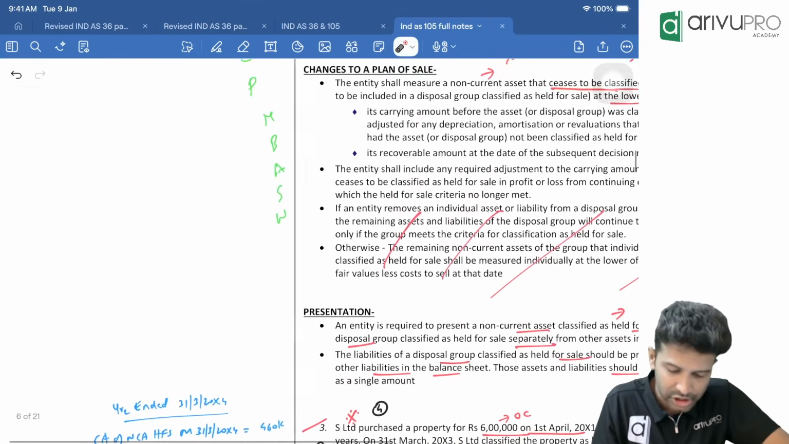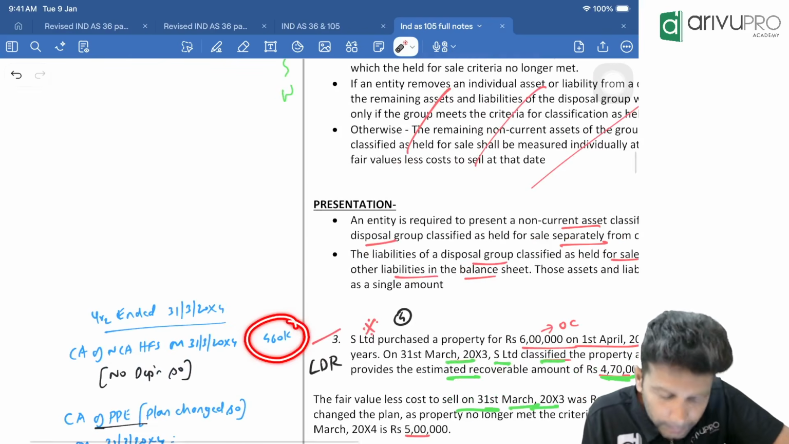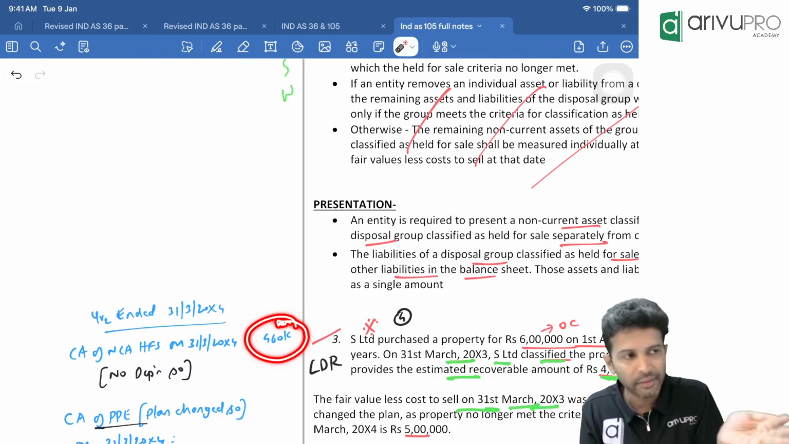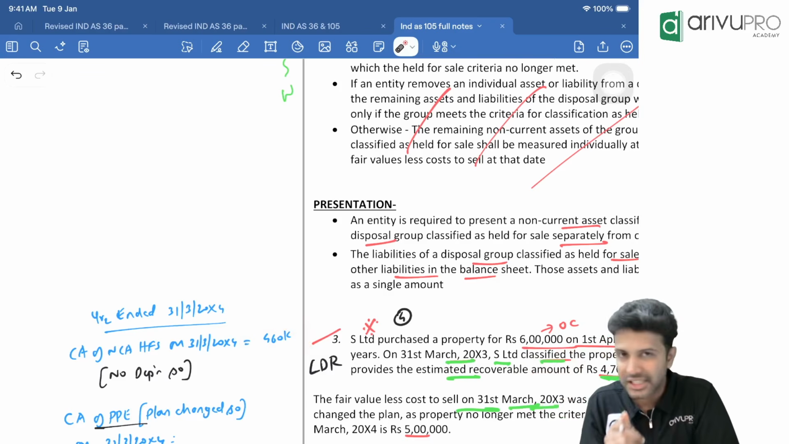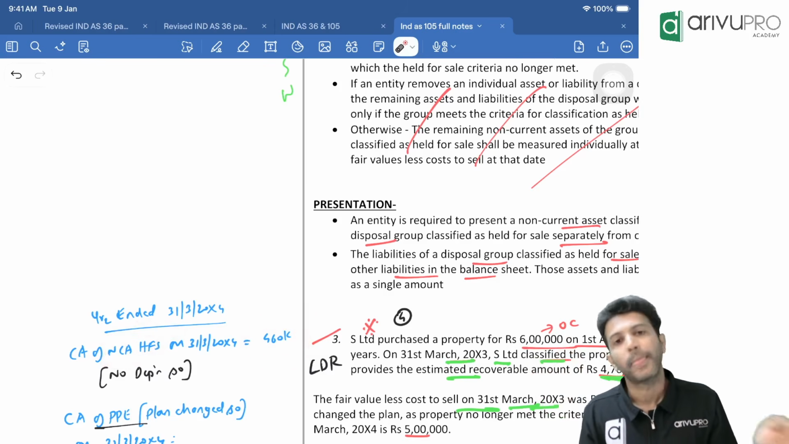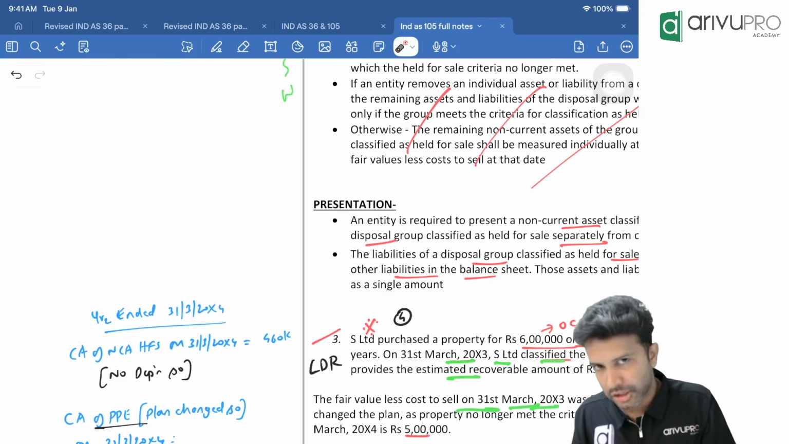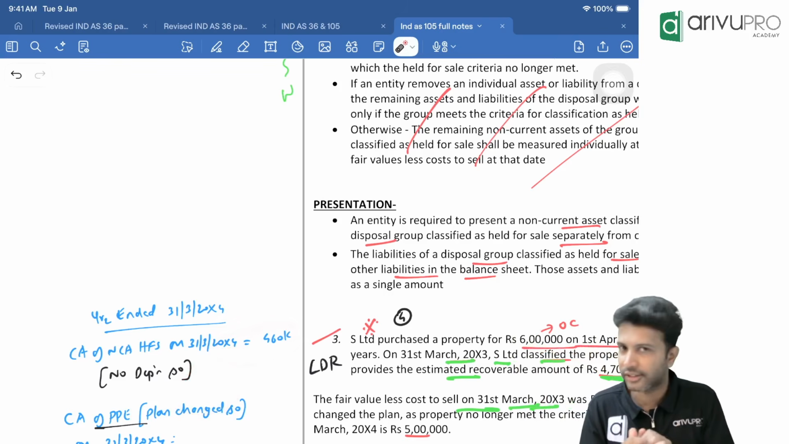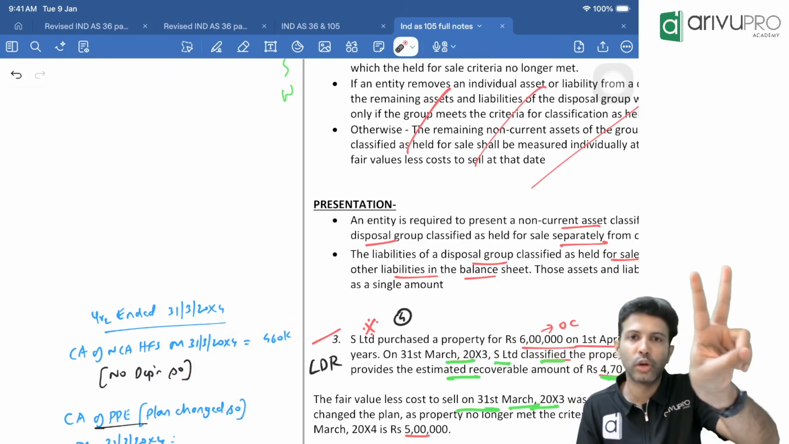Because no more do we want to sell the asset. That is the category change. What about value? Will the PP value be 460 only? No, there is a provision. Whenever the sale plan has got cancelled or changed, we'll have to change, one, the category, and two, the value also will change. So if your plan has changed, henceforth on that day, this particular asset will get valued at the lower of 2 limits. What are those 2 limits?